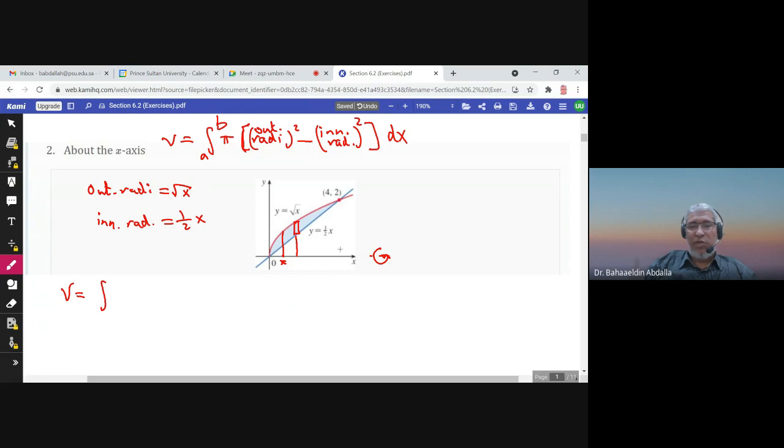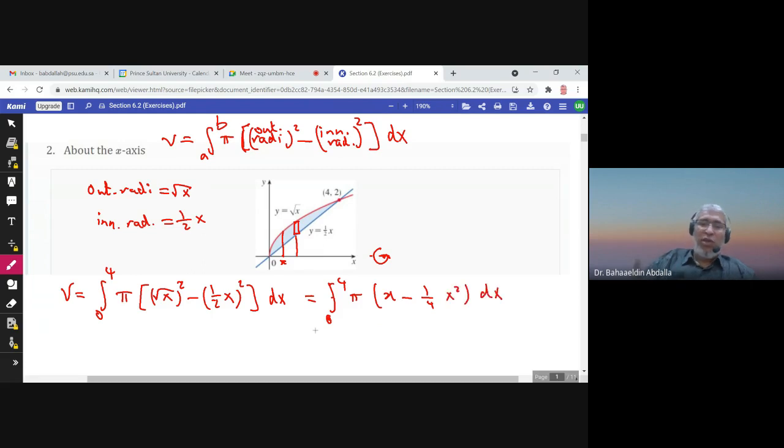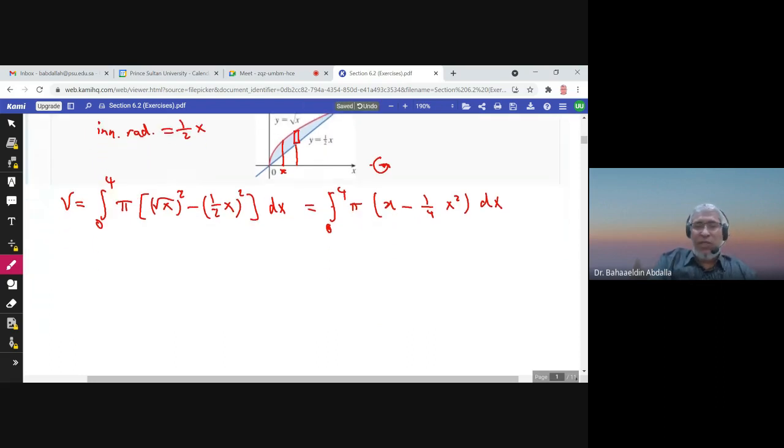So now I can find the volume. X runs from 0 to 4, pi times square root of x to the power 2 minus half x to the power 2 dx. You can write it, if you like, from 0 to 4 pi times square root of x squared is x, minus 1 over 4 x squared. So this would be the volume. It is the integral of this.